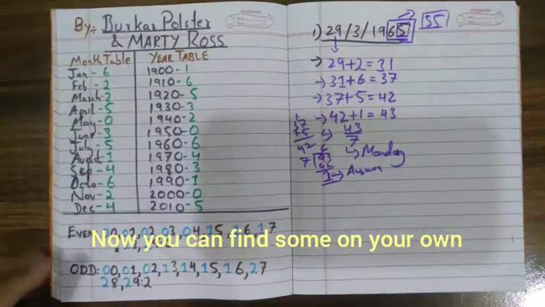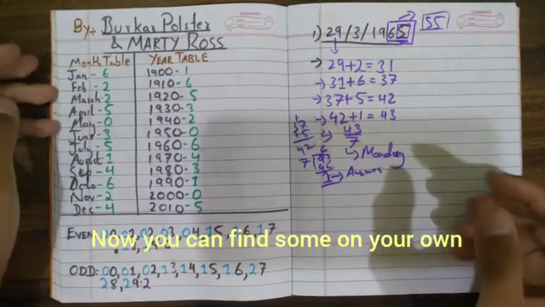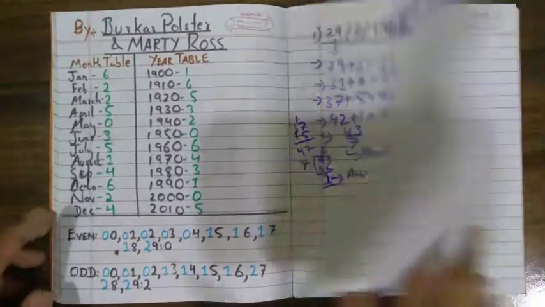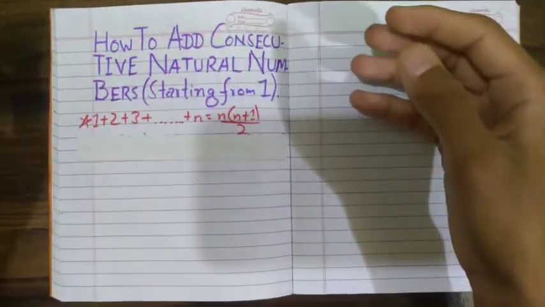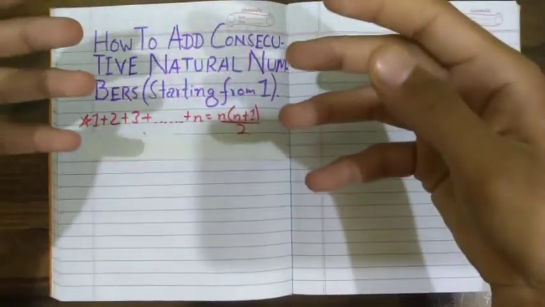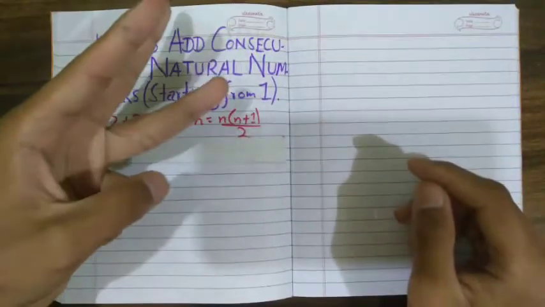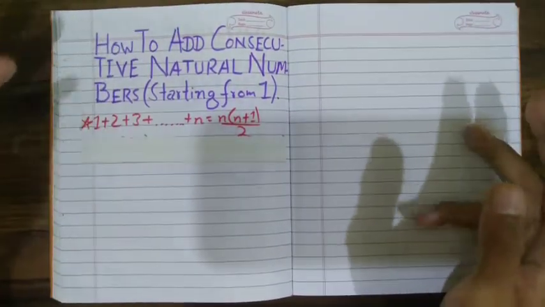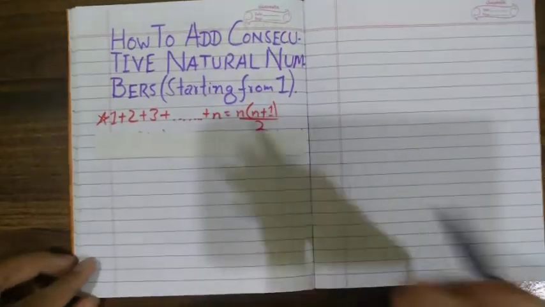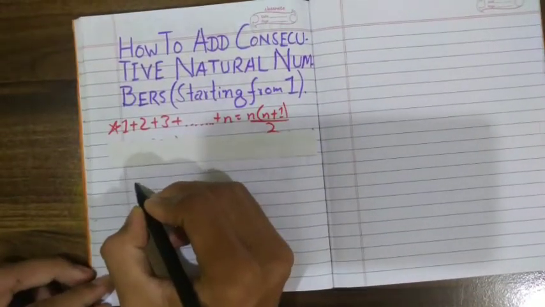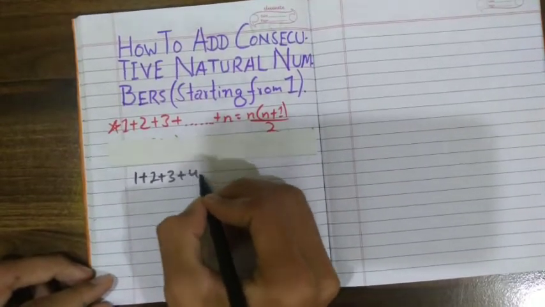So now I think you can take more examples and do it on your own. And after doing a few examples, I think you will also master this method. So now the second method I'm going to talk about is how to add consecutive natural numbers starting from 1. For example, numbers starting from 1, 2, 3, 4, 5, 6, and till any number. For example, if one gives you a number like add numbers 1 to 5, 1 plus 2 plus 3 plus 4 plus 5.